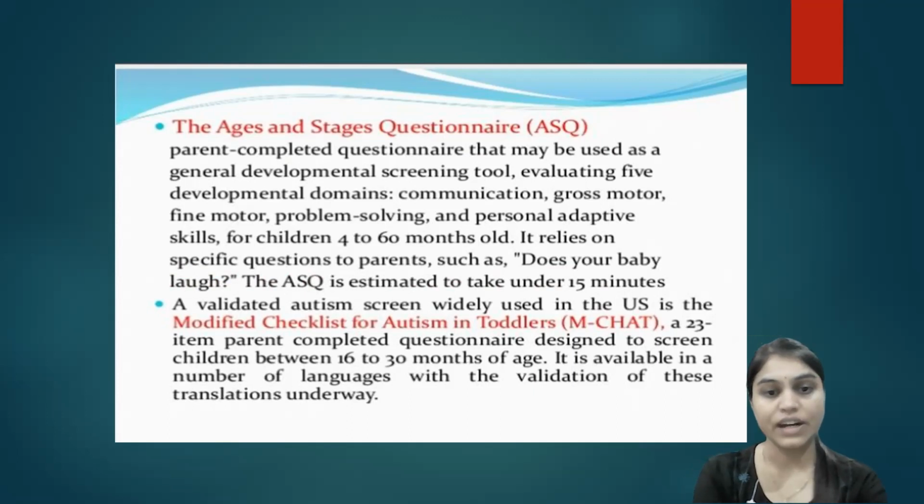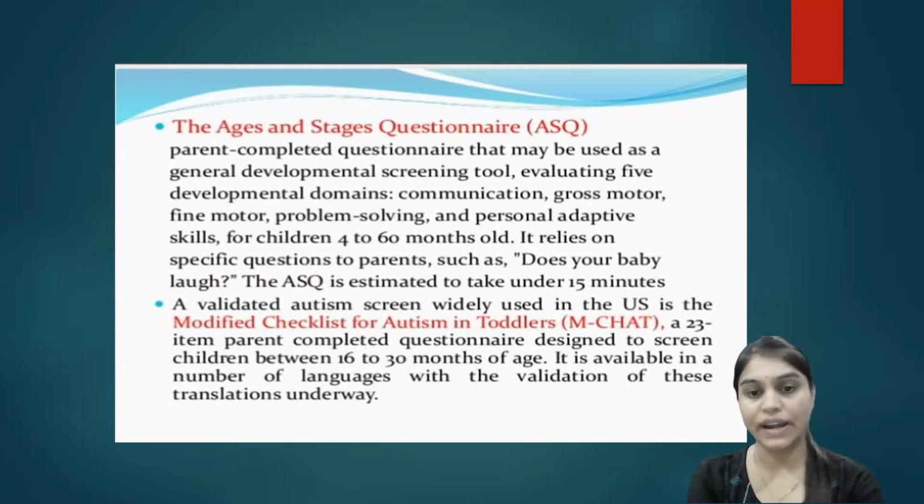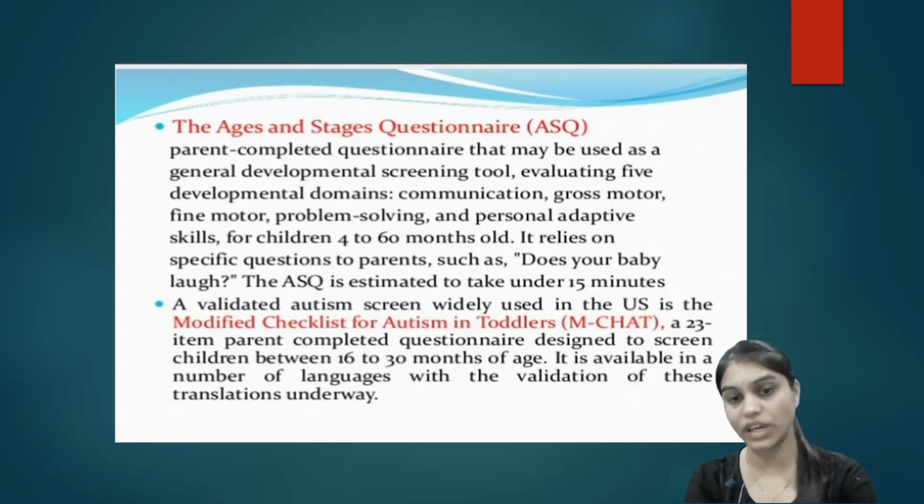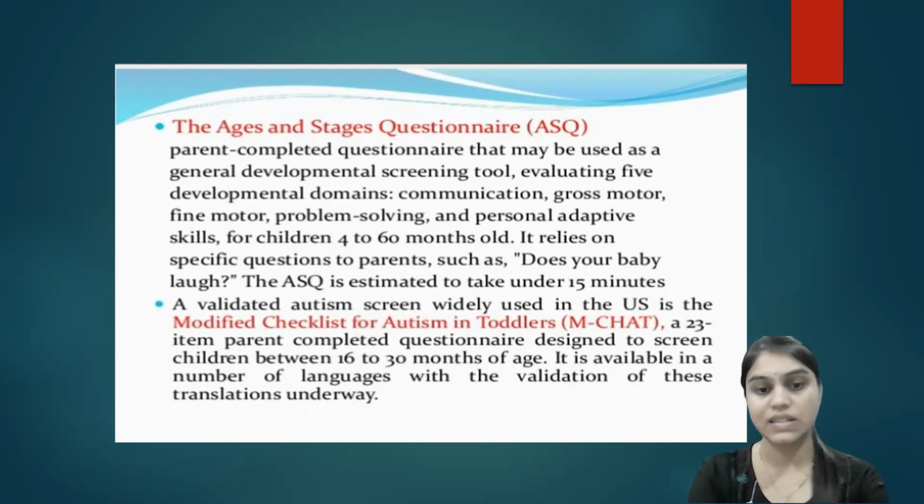Next, a validated autism screen widely used in the US is the Modified Checklist for Autism in Toddlers. A 23-item parent-completed questionnaire designed to screen children between 16 to 30 months of age. It is available in a number of languages with the validation of this translation underway.